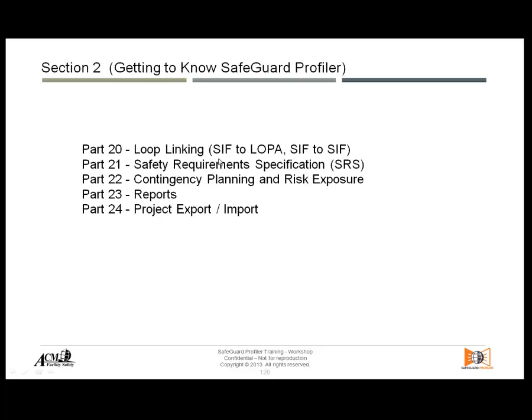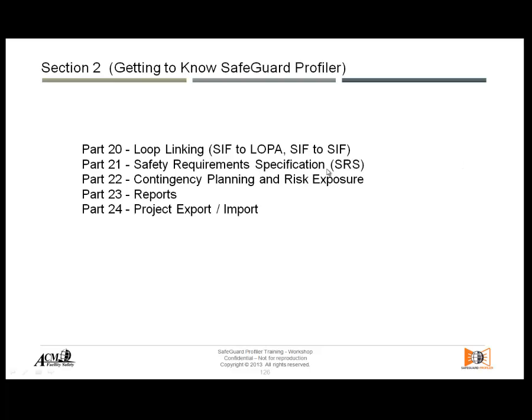Loop linking: by looking at the videos, we already know how to link, and we saw the graphic representations of linking a SIF loop to a LOPA loop. The next thing we're going to look at is how to link a safety implemented function to a safety implemented function. That means we can link the sensor to a final element in another safety implemented function loop, and I'll show you why it's sometimes useful to have this feature.